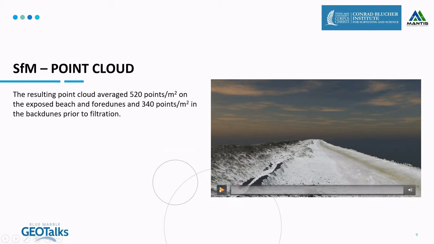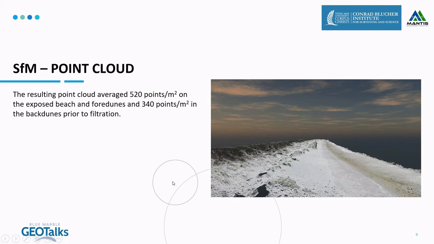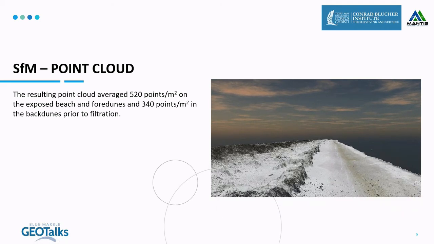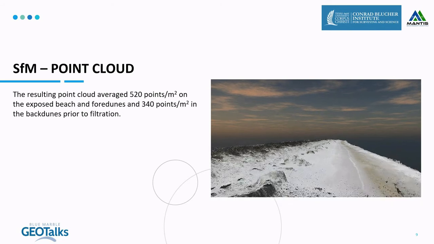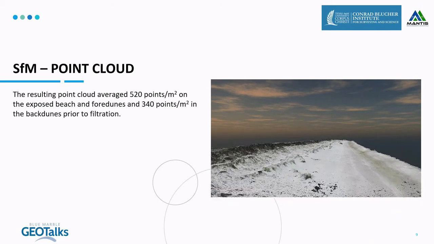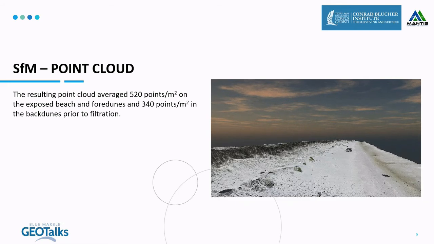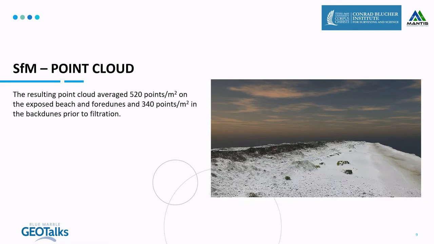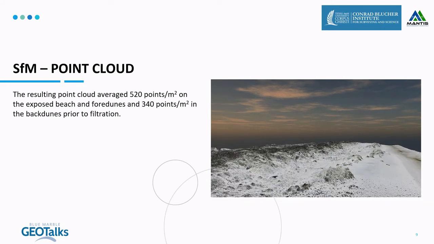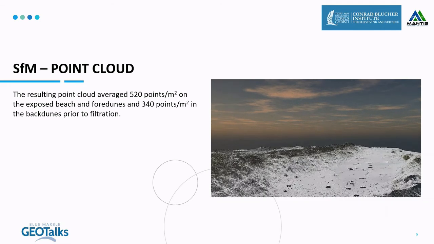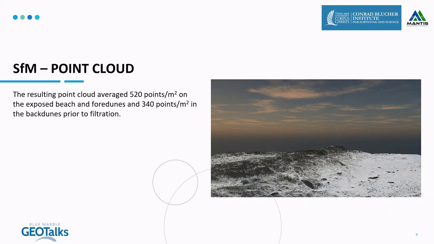Okay, and I'm going to go ahead and play this video here. This is a fly-through video generated in Global Mapper of the resulting beach and foredune point cloud. And the point cloud itself was actually over 257 million points. And I was really impressed with Global Mapper. It was quite easy to import that very large data set and filter that and work with it. Global Mapper was just really powerful in doing that. And this resulting point cloud averaged about 520 points per square meter on the exposed beach and foredunes, and then about 340 points per square meter in that back dune region.